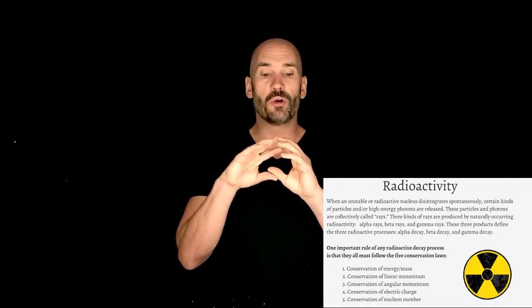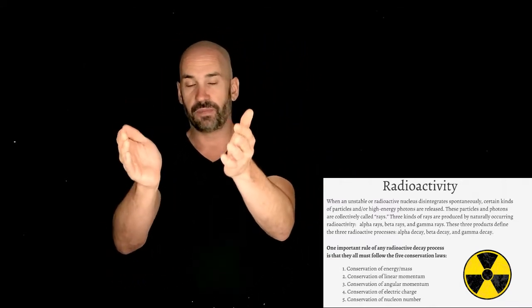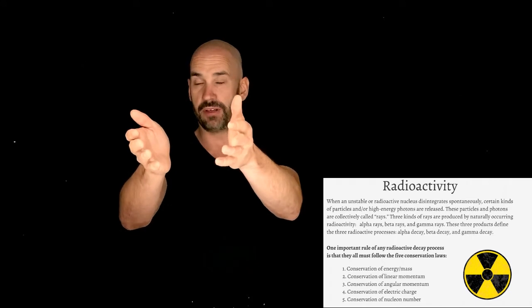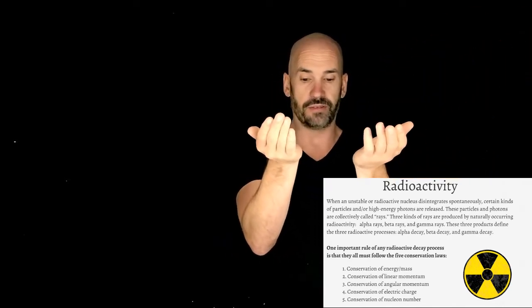So here they are. Any kind of radioactive decay has to abide by the law of conservation of energy and mass. That means that if you add up all the mass and energy of the parent atom, nucleus, and you add up all the energy released and mass of the daughter nuclei, then they have to be equal to each other. Okay? So it has to conform to conservation of energy and mass.